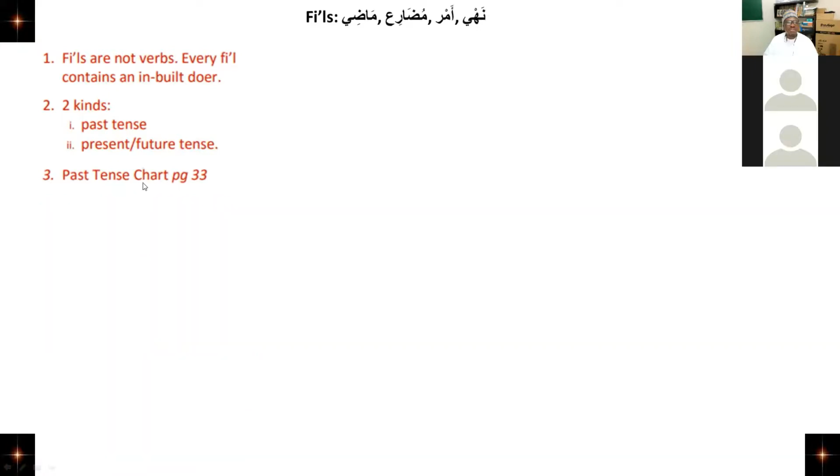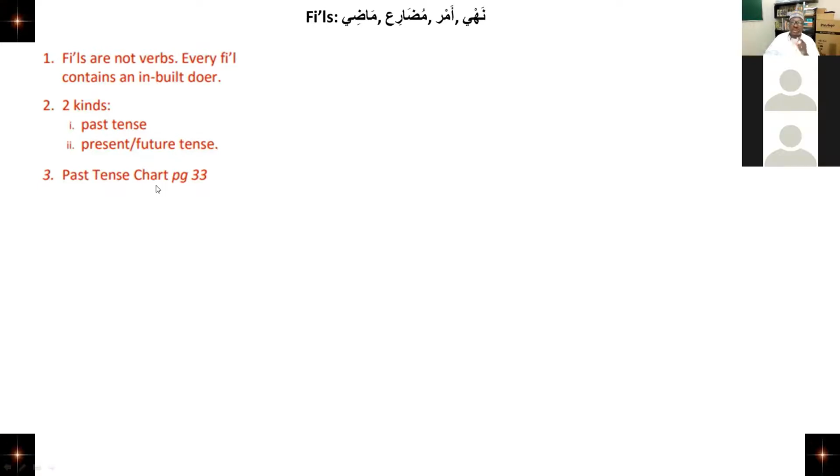We remember our chart of past tense, and you remember what we said about fa'ils. We said anytime you want to master your fa'ils, you must have mastered your pronouns. Huwa, huma, hum, hiya, huma, hunna, anta, antuma, antum, anti, antuma, antunna. Because every fi'l has a pronoun in it. And that's why you cannot know fi'l without knowing your pronouns, right?